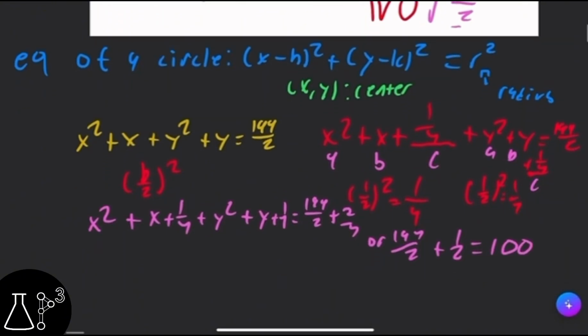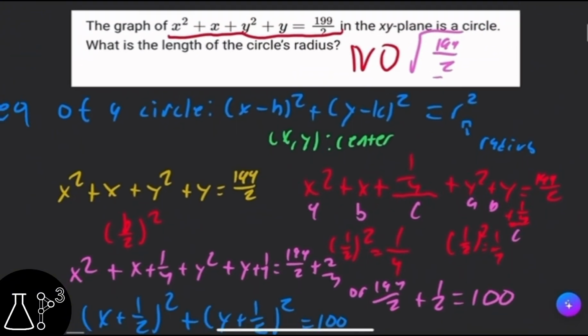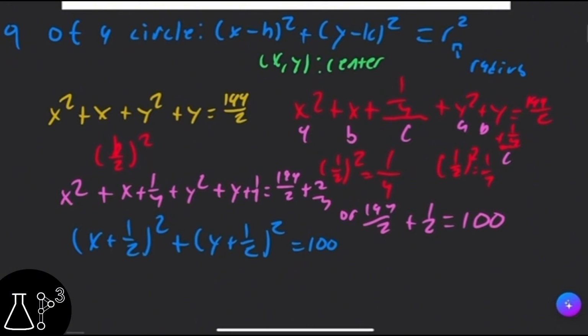So we can rewrite the equation as this. The perfect square form of x squared plus x plus 1/4 and y squared plus y plus 1/4 is x plus 1/2 squared plus y plus 1/2 squared, which equals 100. And because it's written in the equation of a circle and they're asking us for the radius, all we have to do is get 100, find the square root of it, and it equals 10. And that's how you find the answer.